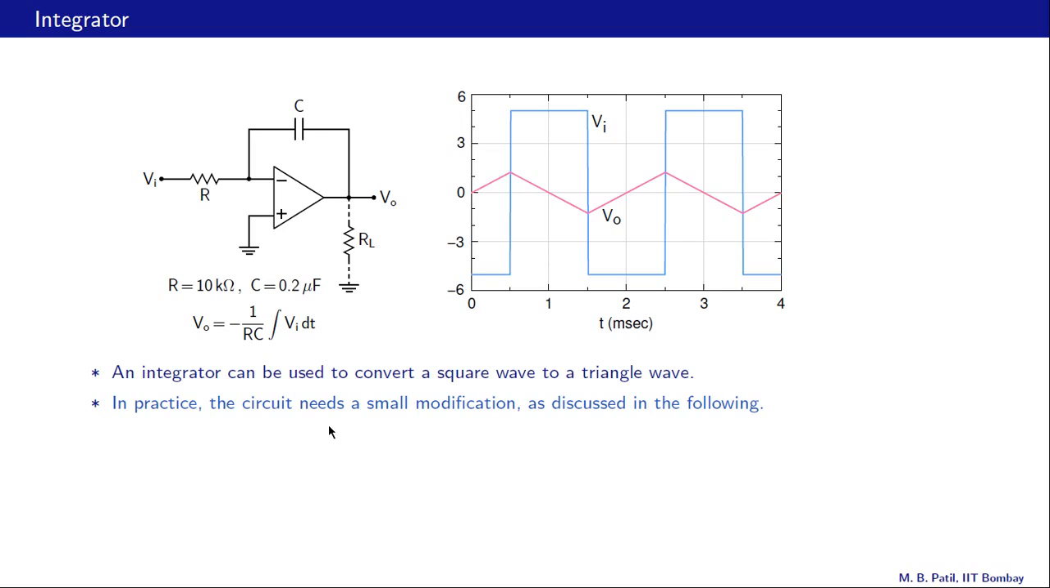Now in practice this circuit will not work in its present form, and we will see what the reason is. It will require a small modification, and we will also discuss that modification. But the basic idea is borne out very clearly in this graph. A square wave input and a triangle output. Again, the SPICE circuit file is available for this circuit, and you can check out the results.